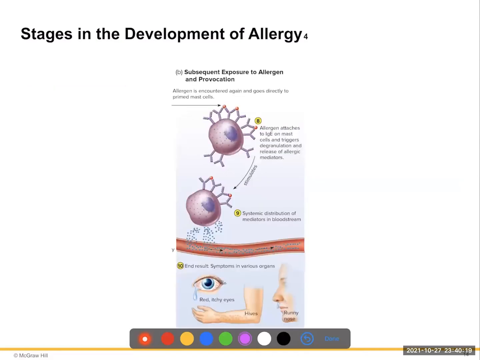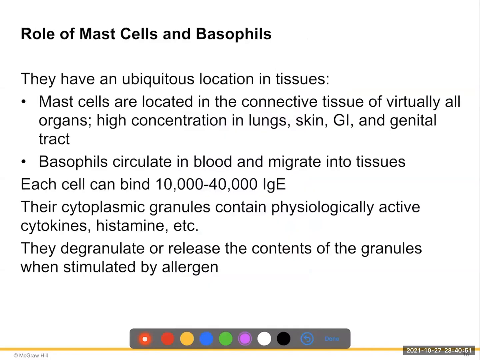So subsequent exposure. Okay, we get the antibodies that attach to it. So the allergen attaches to IgE and triggers degranulation. So here's your allergen, dots you attach to your antibody on the mast cells, and you get degranulation. This stimulates the release of mediators in the bloodstream, results in itchy eyes, hives, runny nose, all the good stuff associated with allergies. Release of histamine, like I said, vasoconstriction, and all that.